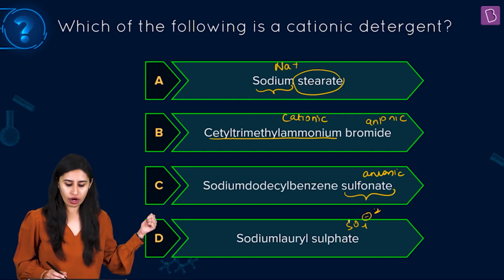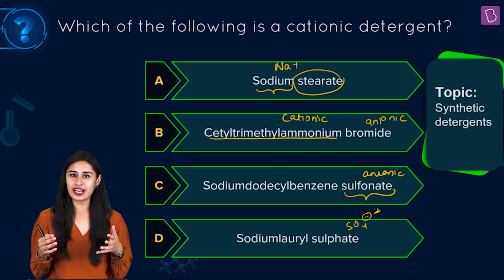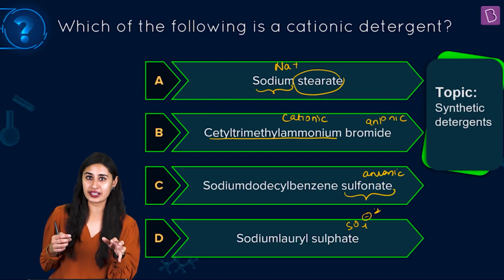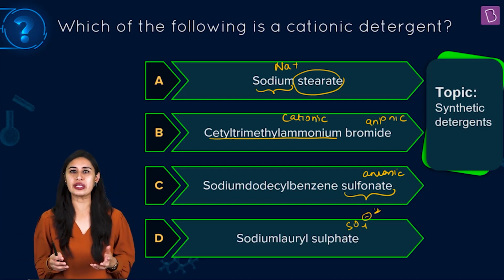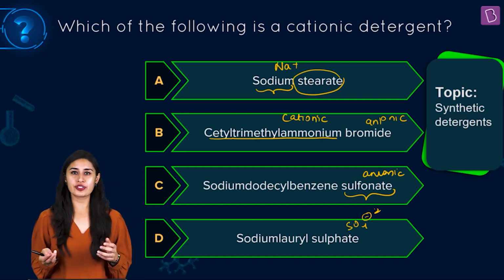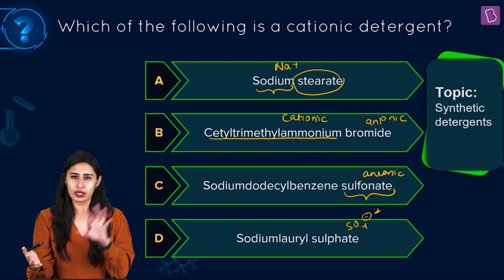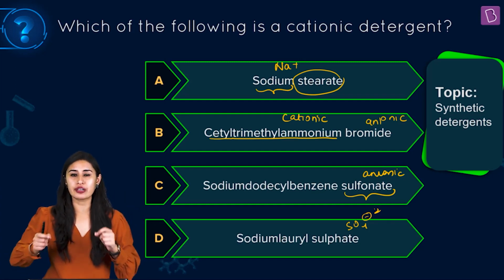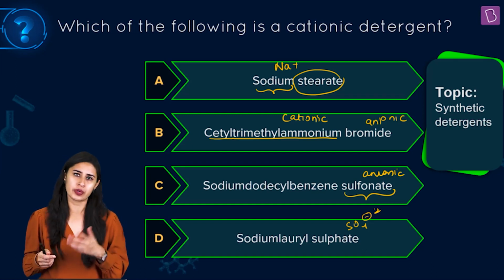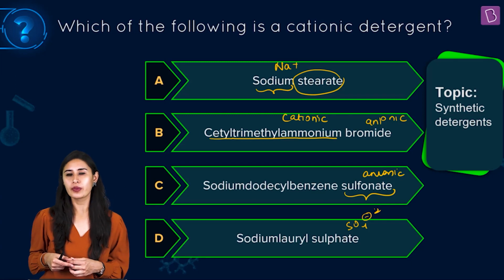So the question belongs to the very topic of synthetic detergents. Synthetic detergents can be categorized into anionic, cationic and non-ionic. Detergents, you know, are a very special type of soap which can work in hard water as well. Soaps fail in hard water, but detergents can work in hard water as well. Of course, needless to say, they will work in soft water as well.